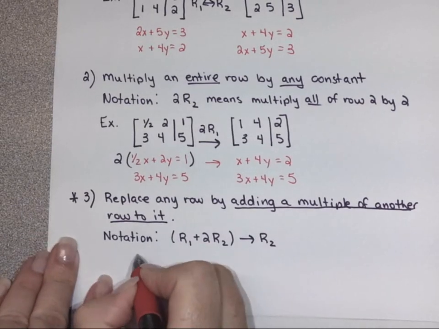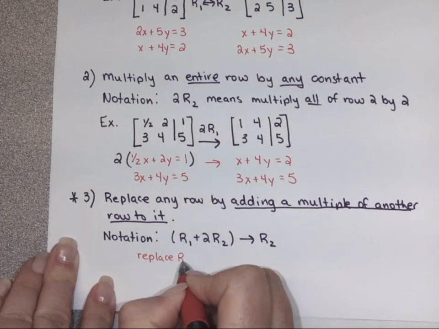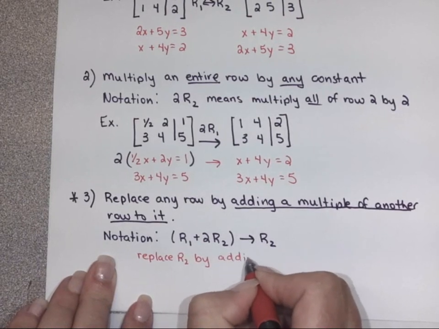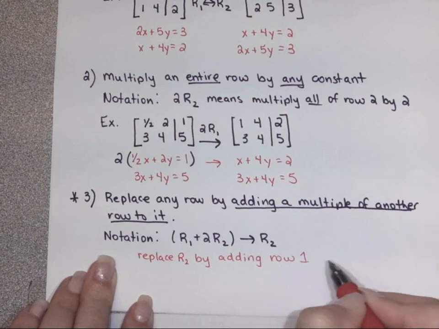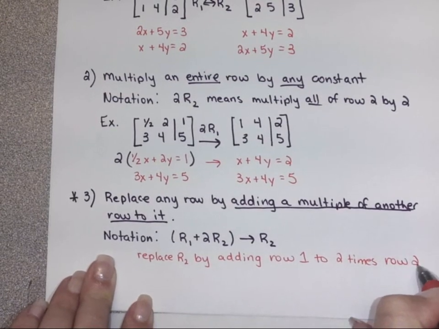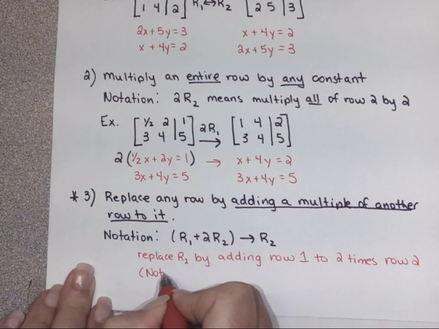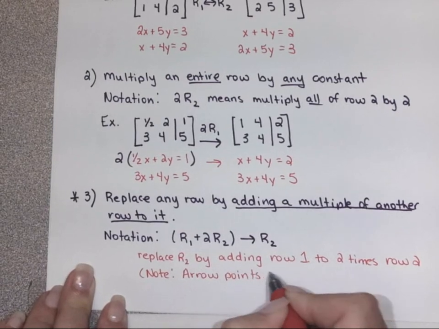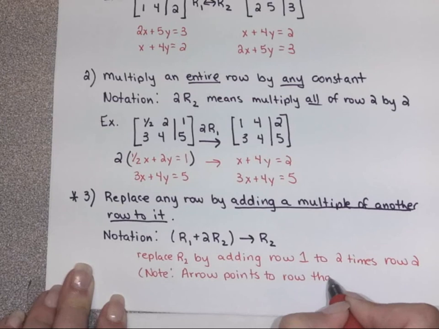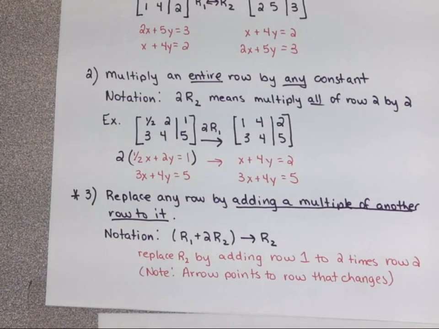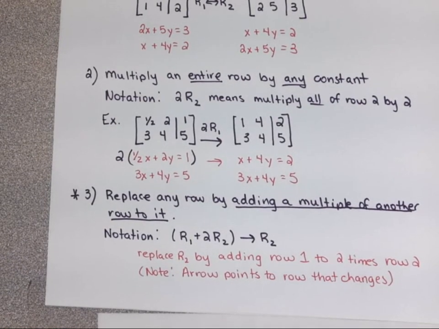Okay, so what this means is they want you to replace row 2 by adding row 1 to 2 times row 2. Note that the arrow points to the row that changes. So the way some people remember it is we're sending R1 plus 2R2 to row 2. So we're going to edit and replace row 2 with that calculation.